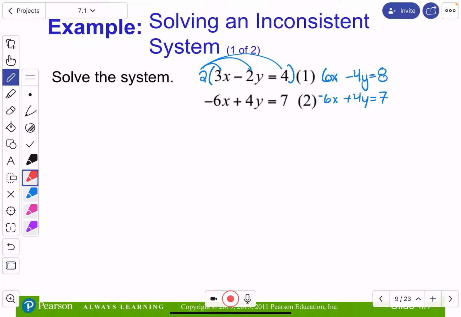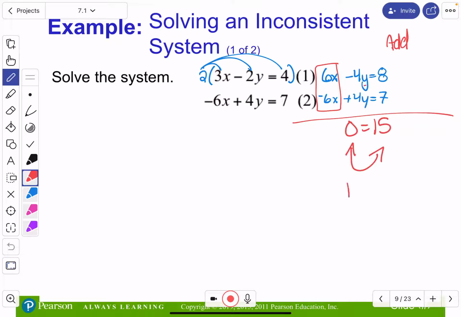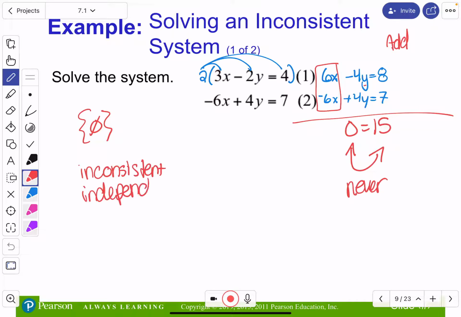Now, here's an example where the variable we're eliminating has opposite signs. So we're going to add everything. 6 plus -6 is 0. -4 plus 4 is 0. And 8 plus 7 is 15. 0 never equals 15. So our solution set would be the null set. And these are inconsistent and independent lines. It means they're parallel and they'll never cross.